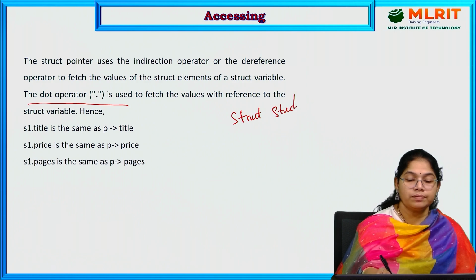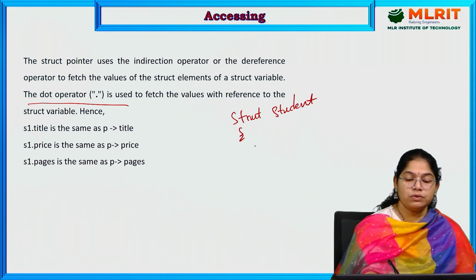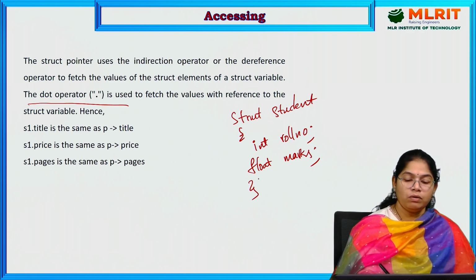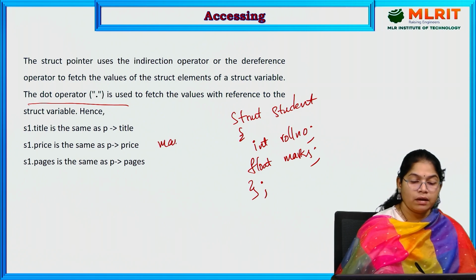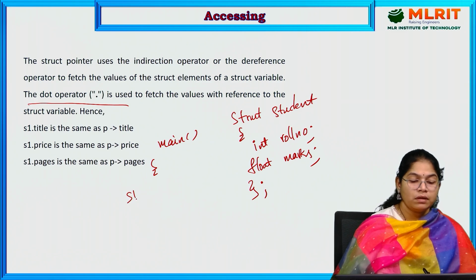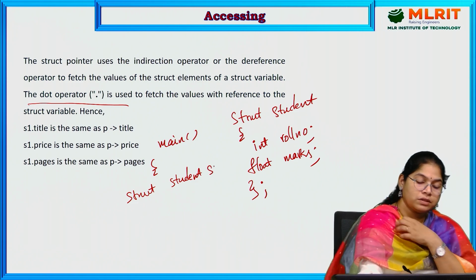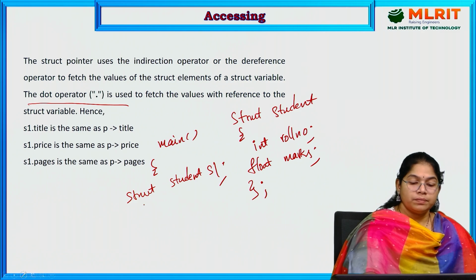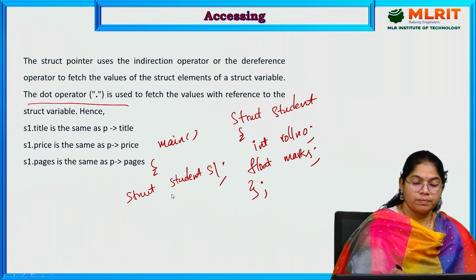Like how we are using a dot operator, consider a small example. Struct student. Then the student details are int roll number, then float marks. Then here I am ending this structure. Then in main, I am creating the structure variable: struct student s1.